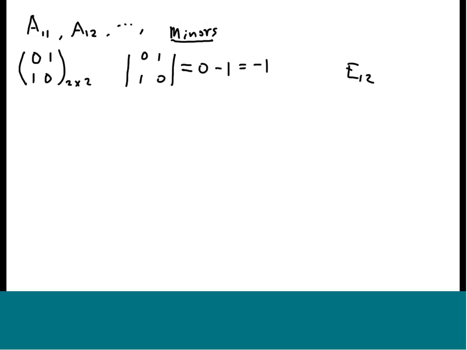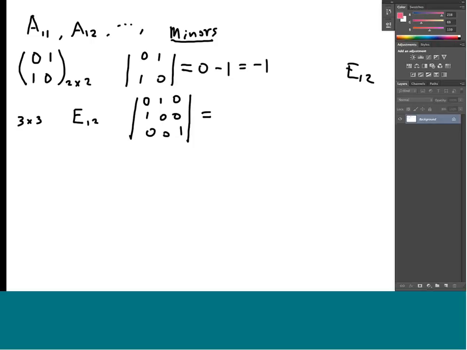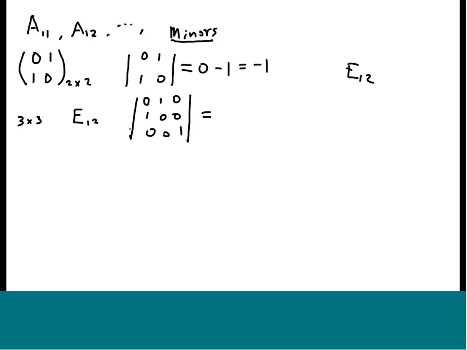Now 3 by 3. Let's say E12. Then it's going to be 0, 1, 0, 1, 0, 0, 0, 0, 1. So you calculate, get 0, 0, 0, and only one of them is working there, in that direction. So it's -1.